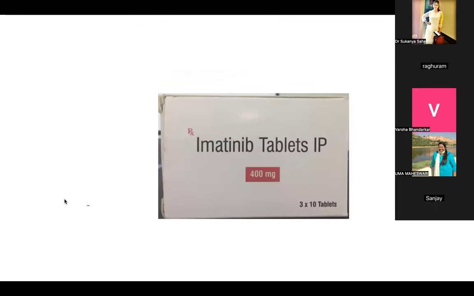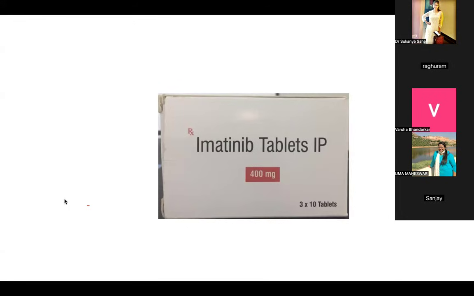Okay, now coming to imatinib. Imatinib is one of the common drugs they can ask you. It's a tyrosine kinase inhibitor that targets the BCR-ABL protein product, right? It binds to the ATP binding pocket of the BCR-ABL structure, and it inhibits the downstream pathways. Imatinib is given orally. Usually take it right after food along with a glass of water to prevent nausea and vomiting. It is metabolized primarily by the liver.